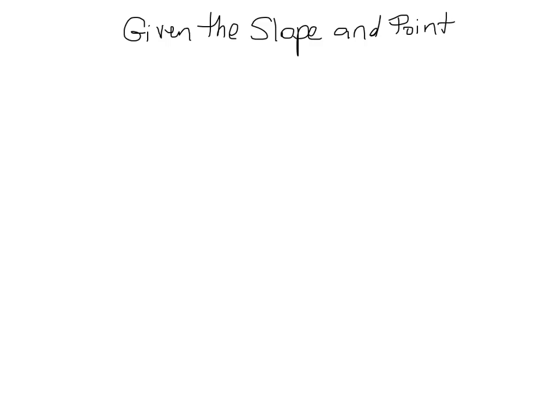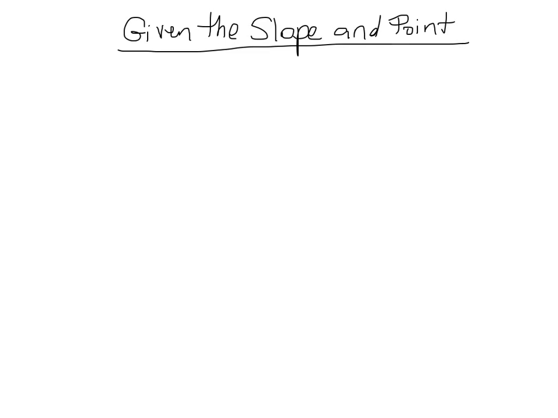Okay, so now we're going to take it one step further and we're going to figure out the equation of a line given the slope and a point. So let's see, how are we going to figure out the equation of a line given the slope and a point? There are multiple ways to do this, and I'm going to show you what I find to be the easiest way in my opinion.